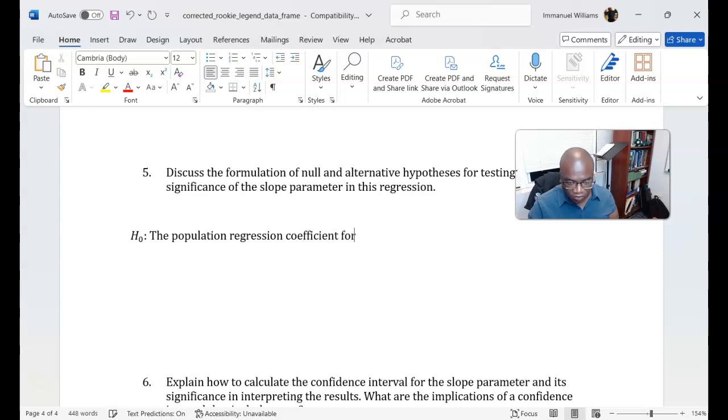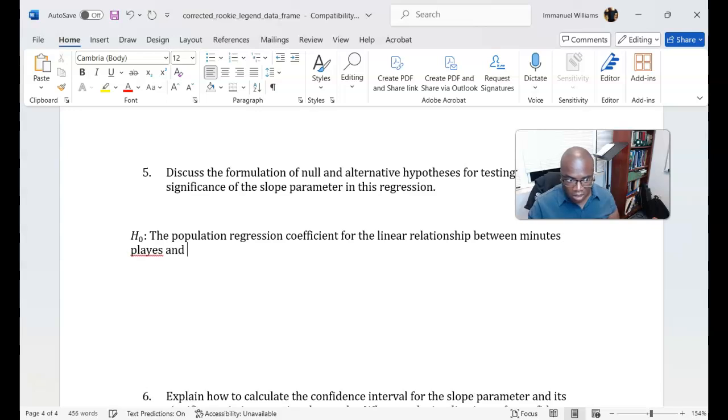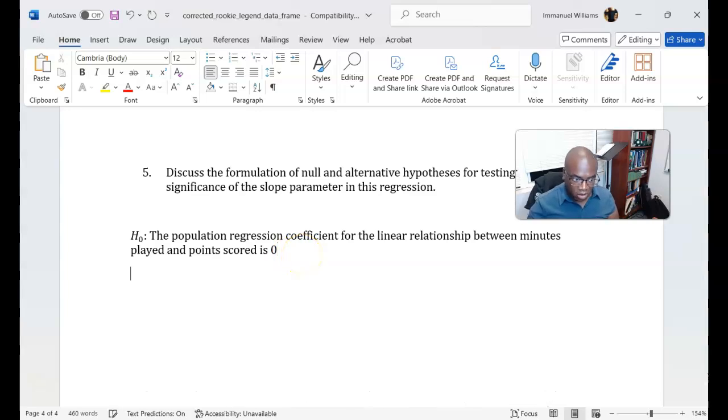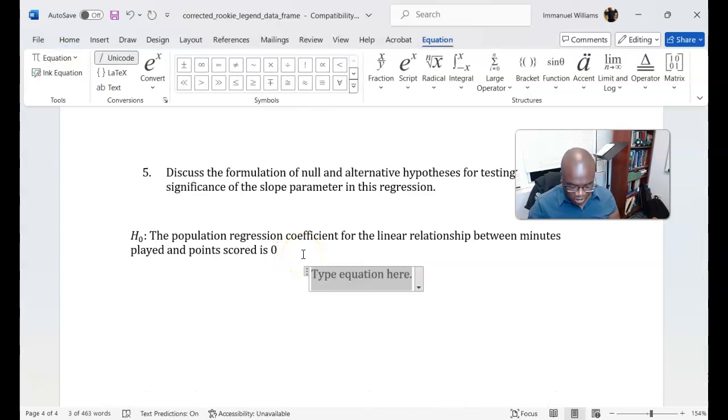Coefficient for the linear relationship between minutes played and points scored is zero. Or you can say that there is no linear relationship. I can even just say there is no linear relationship between minutes played and points scored. In terms of symbols, we have the following.